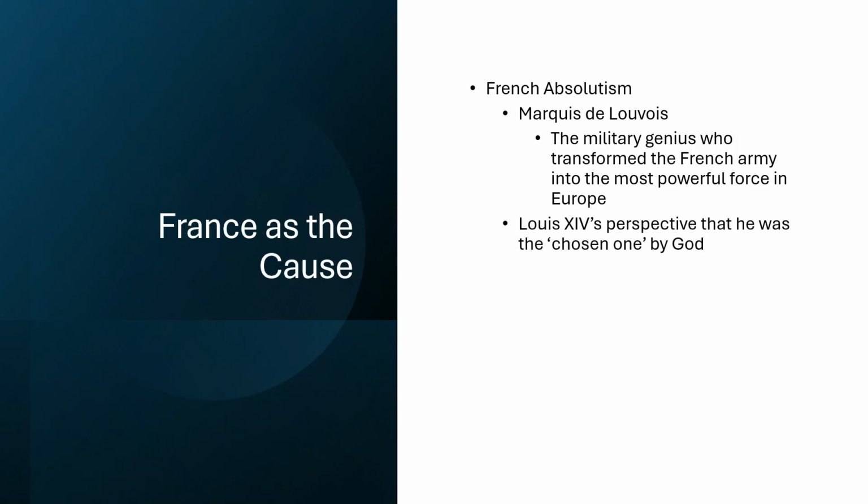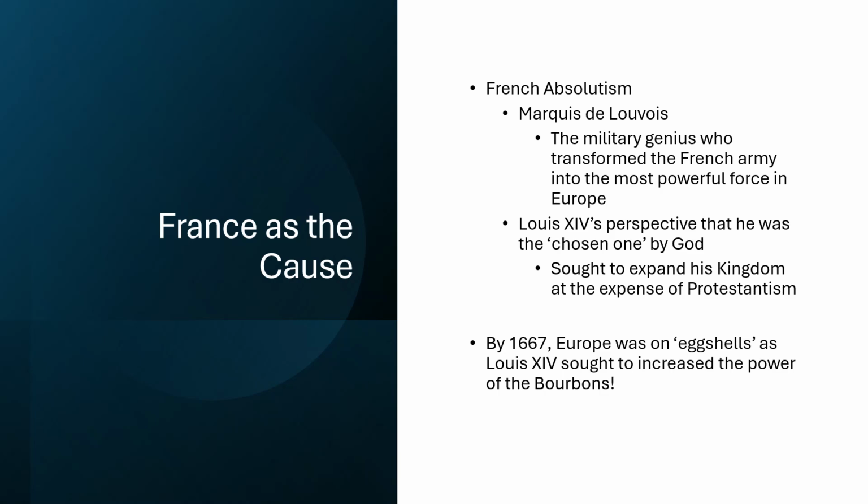Louis XIV did have that kind of a Philip II thing, that he was chosen by God. So he sought to expand his kingdom at the expense of Protestantism. So by 1667, Europe was on eggshells. That's a cliche, the idea that they're all worried about what will happen. So the question I have for you is, what's going to happen? And that's going to lead us to these wars.